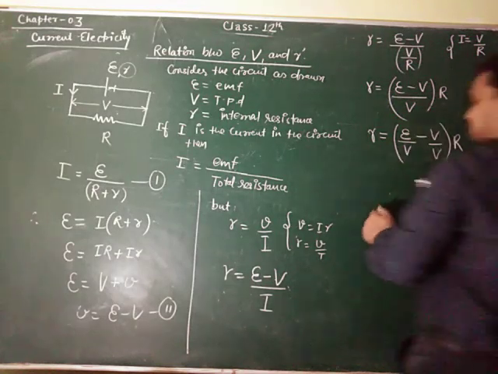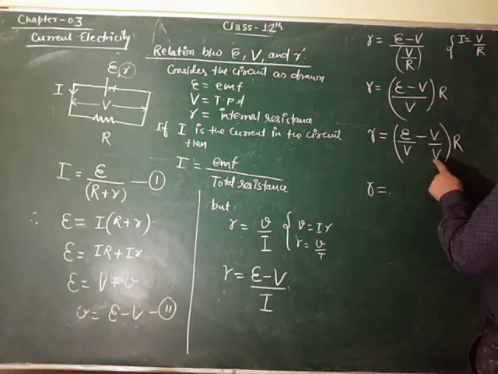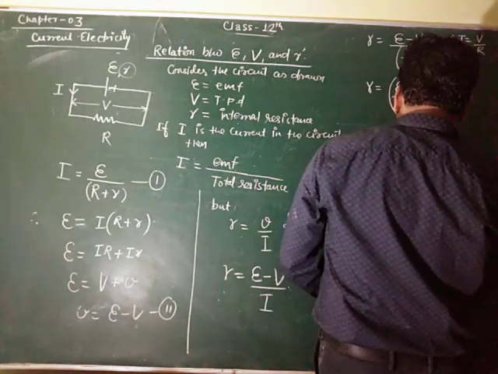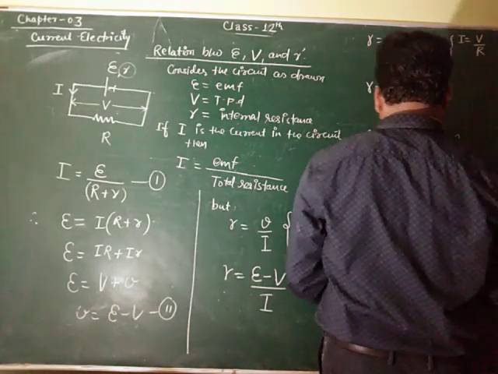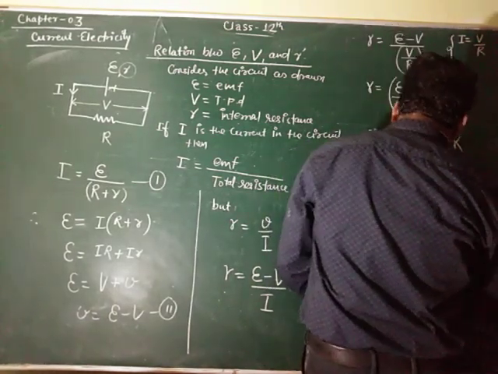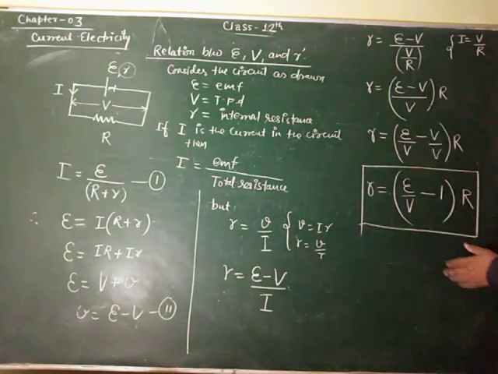So R is equal to E by V minus V by V, which is equal to 1. So the final result would be E by V minus 1 multiplied by R. This is the relation, the required relation between R, E and V. Okay.